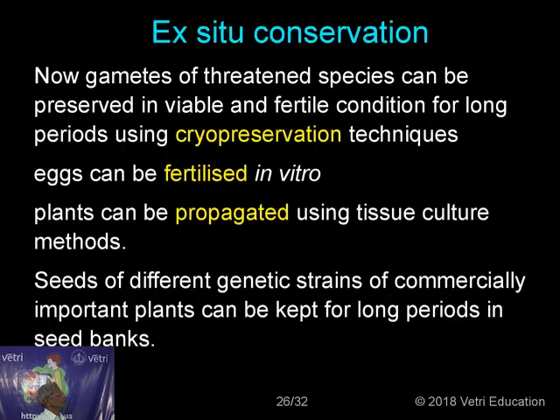Now, we have some of the latest techniques of conserving. Gametes of a threatened species can be preserved in viable and fertile condition for long periods using cryopreservation techniques. What do you mean by the word cryopreservation? Cryo means ice. So when you put them in the ice, you preserve.